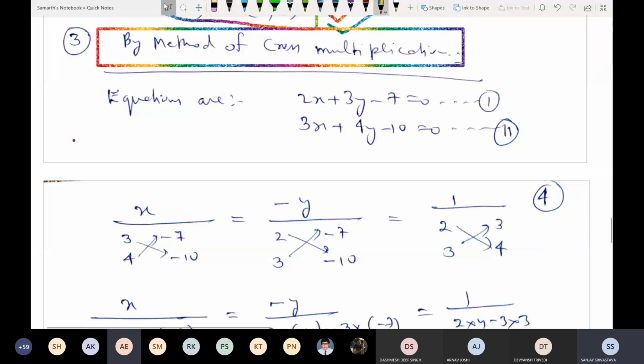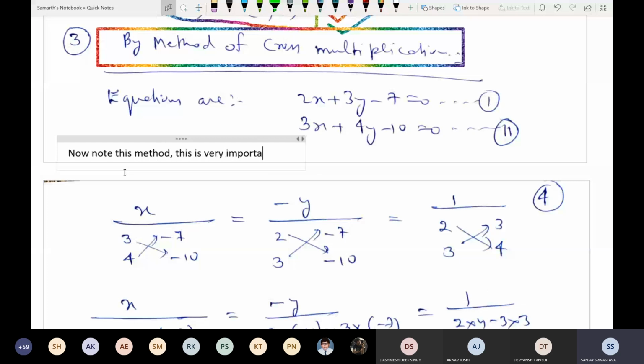Now I'm telling you about method of cross multiplication. This method of cross multiplication is very, very important. Again, I'm taking the same case, like the first equation was 2x plus 3y minus 7 equal to 0, and 3x plus 4y minus 10 equal to 0.